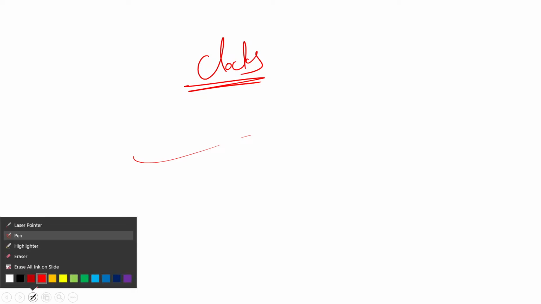So, what I'm going to tell you today is I will tell you 4 different models of clocks. I will explain one by one first, then I will tell you how to solve those kinds of models. See this one. The first kind of model we are going to do here is finding out the angle between hour hand and minute hand.